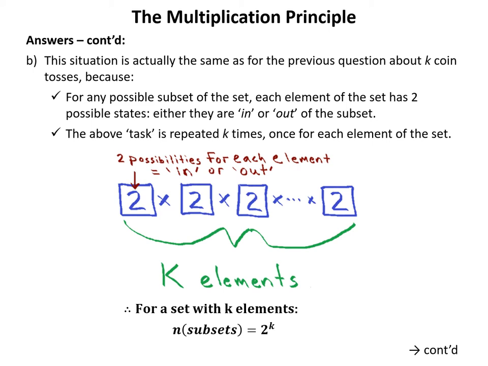So in other words, as the diagram on the slide here shows, there's 2 possibilities for each element, either in or out, and using the multiplication principle, we multiply that for each of the k elements. So we get the conclusion that for a set with k elements, the number of subsets equals 2 to the power of k.